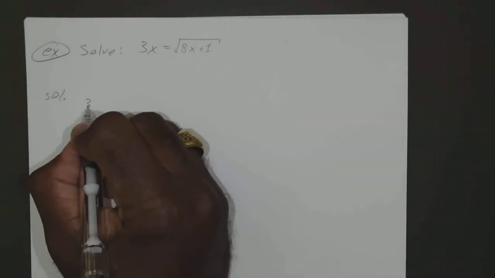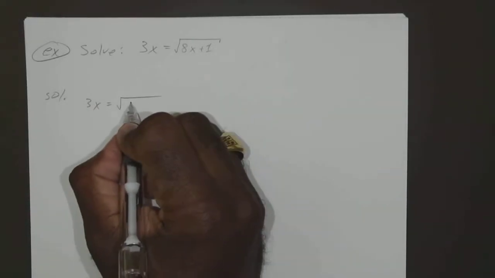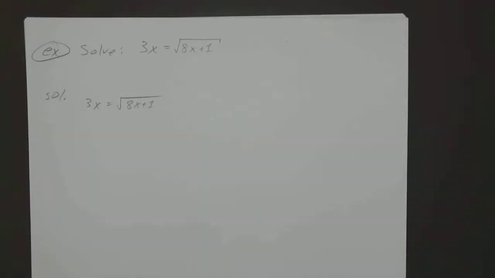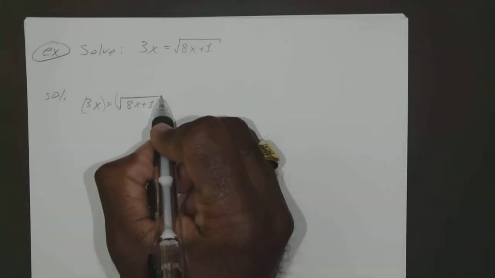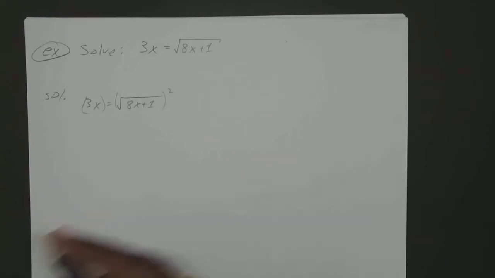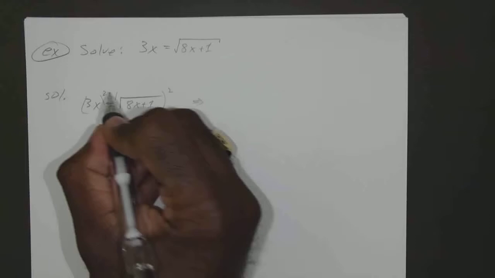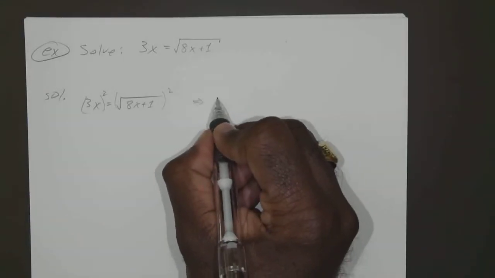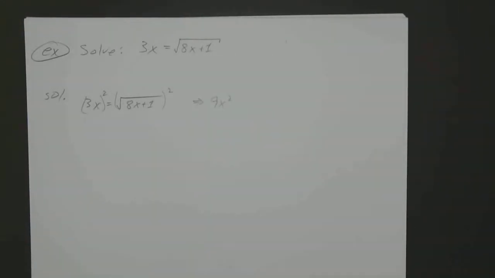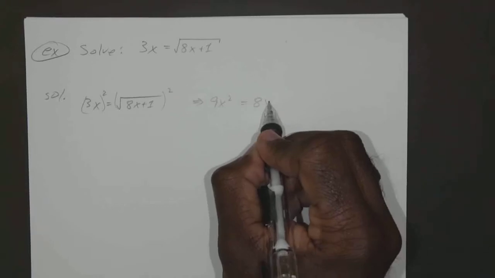Okay, so if you have 3x equals the square root of 8x plus 1, and you just go ahead and square both sides, you end up with 3x squared, which is 9x squared. For here, the square and the square root cancel each other out, equals 8x plus 1.